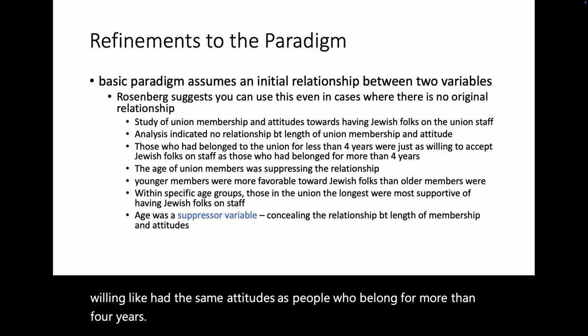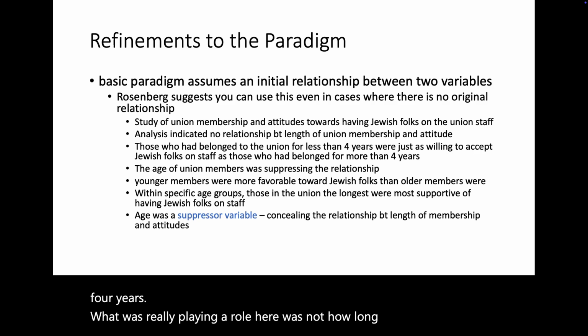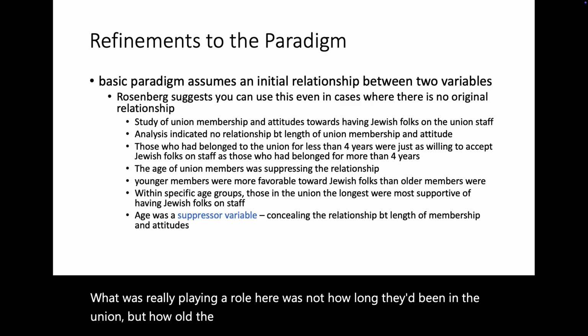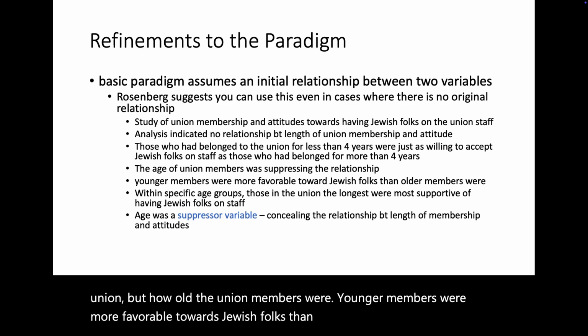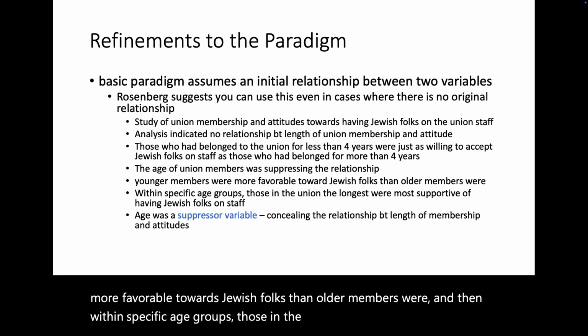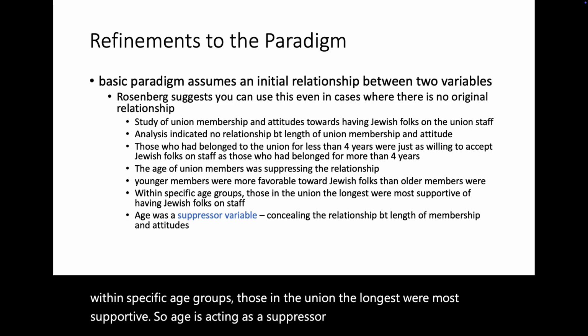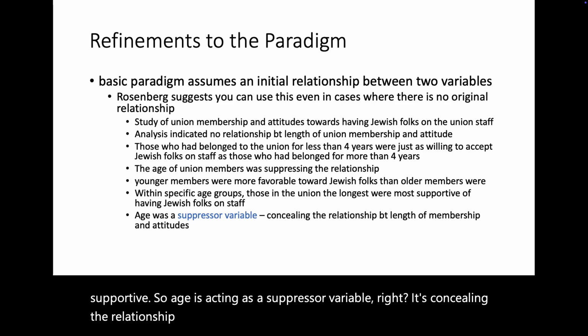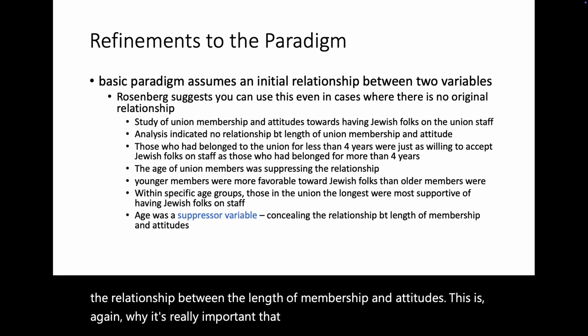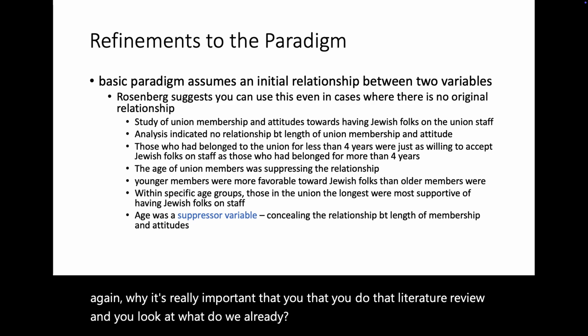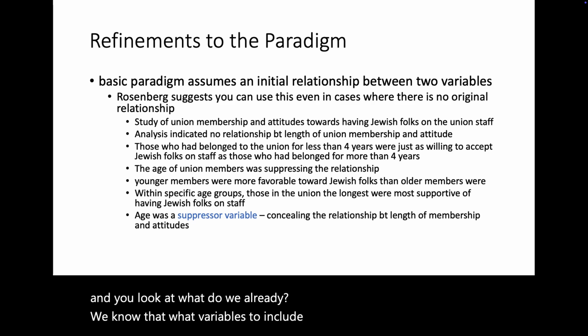What was really playing a role here was not how long they'd been in the union, but how old the union members were. Younger members were more favorable towards Jewish folks than older members were. And then within specific age groups, those in the union the longest were most supportive. So age is acting as a suppressor variable, right? It's concealing the relationship between the length of membership and attitudes. This is again why it's really important that you do that literature review and look at what we already know, so that you know what variables to include in your models.